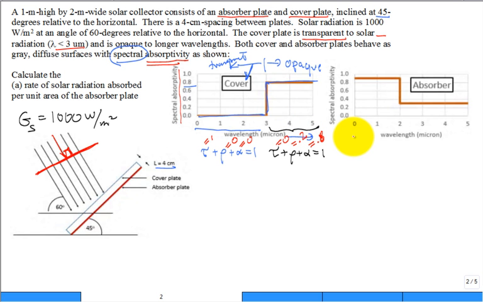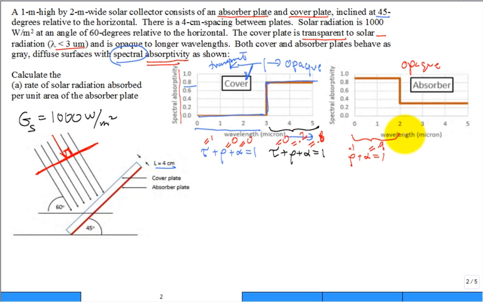So the absorber between 0 and 2 microns, that's part of the solar radiation. It's a large part of the solar radiation. What is the absorber? First of all, the absorber is always opaque. There's no transmittance through the absorber. So it's either absorbed or reflected, true, for the absorber? So in this region, the reflectivity plus the absorptivity is 100%, and the absorptivity is 0.9. So the reflectivity is 0.1.